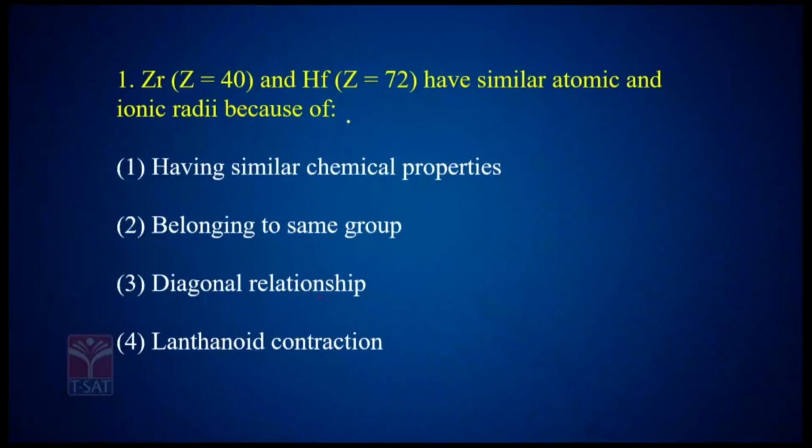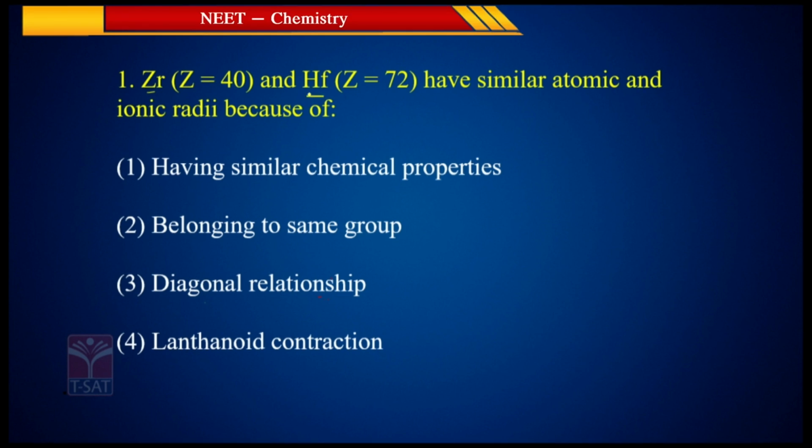You just follow it and try to understand the concept. Don't try to understand the solution, how I am doing it. You just try to understand the concept involved in it, the formula involved in it, and try to absorb that formula. Okay. So the very first question is from the periodic table: zirconium and hafnium have similar atomic and ionic radius, and what is the reason for it, he is asking.